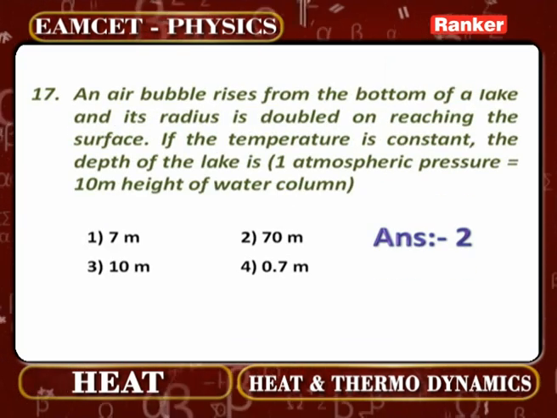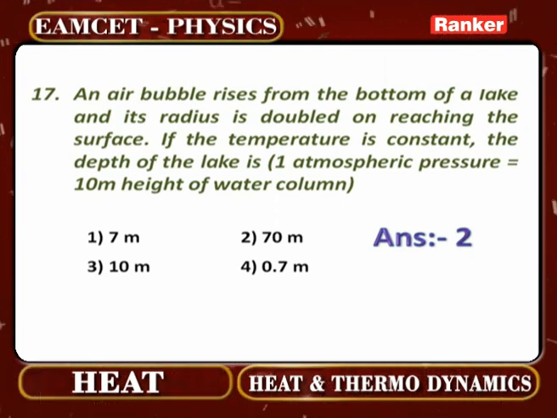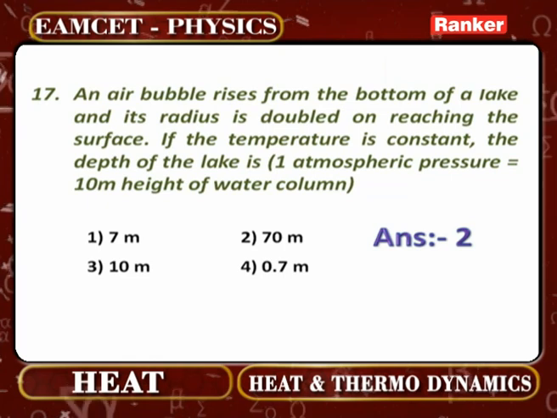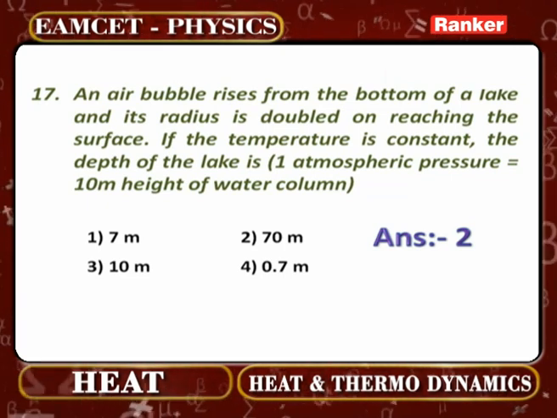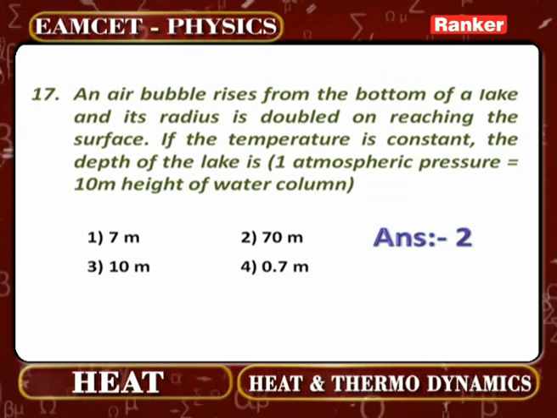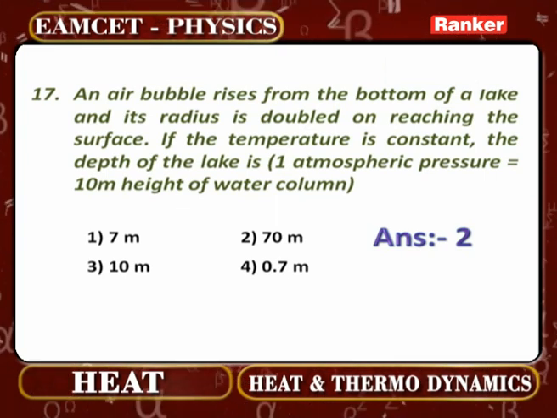An air bubble rises from the bottom of a lake and its radius is doubled on reaching the surface. If the temperature is constant, the depth of the lake is how much? 1 atmospheric pressure is equivalent to 10 meter height of water column as such. This also is one of the EAMCET questions earlier, please.